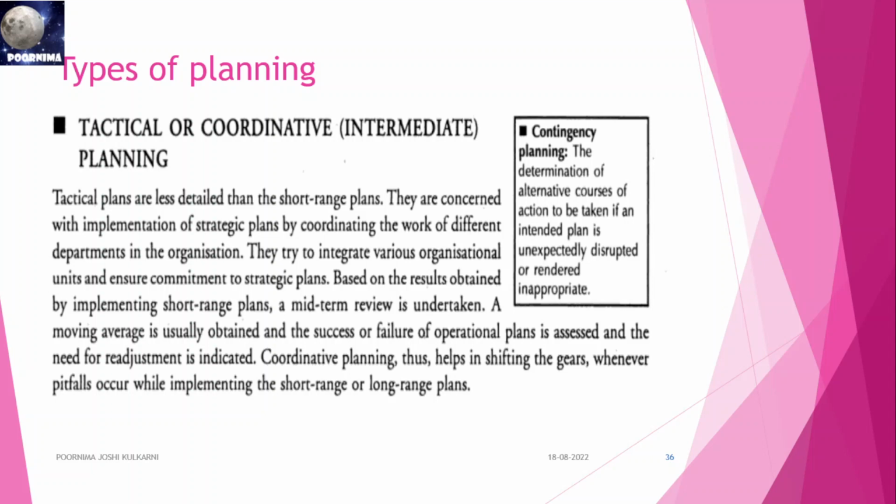They try to integrate various organizational units and ensure commitment to the strategic plan. Based on results obtained by implementing short range plans, a review is undertaken. In intermediate planning, a moving average is usually obtained, the success or failure of the operational plans is assessed, and the need for readjustment is determined. For this, they do auditing. Coordinative planning thus helps in shifting gears whenever pitfalls occur while implementing short range or long range plans. It means they go for another alternative plan that is working well.